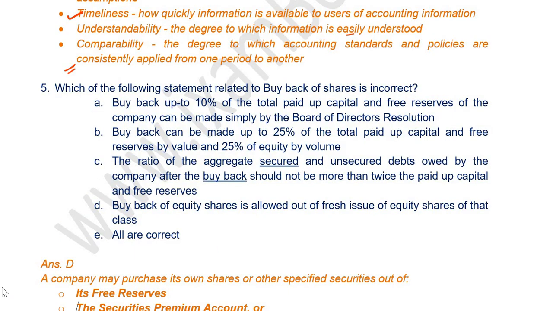Which of the following statements related to the buyback of shares is incorrect? So there were 5 statements that were given on the buyback. Some related to how much buyback is allowed, for which you had to take the board's decision. What is the ratio of debt and equity after the buyback that should be there, that is 2:1. And then there was one statement related to whether buyback of shares is allowed out of the fresh issue of equity shares of that class.